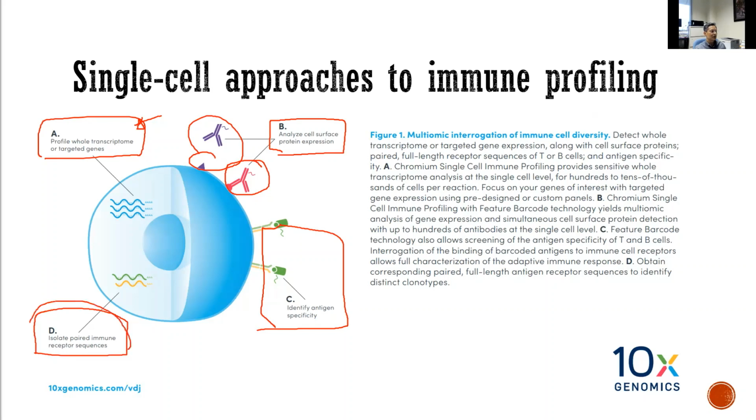So this is a general single cell RNA-seq. So you get an expression level for all the genes expressed. And the D is what we are talking about here, immune cell receptor profiling. But the point here is you can use all of this technology at the same time for the same sample.